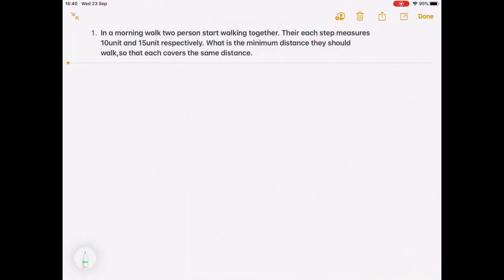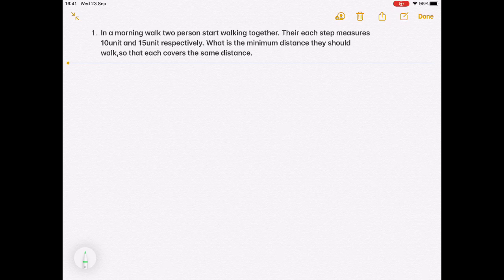Okay, so let us look at this question, which says: in a morning walk, two persons start walking together. Their each step measures 10 units and 15 units respectively. What is the minimum distance they should walk so that they cover the same distance?